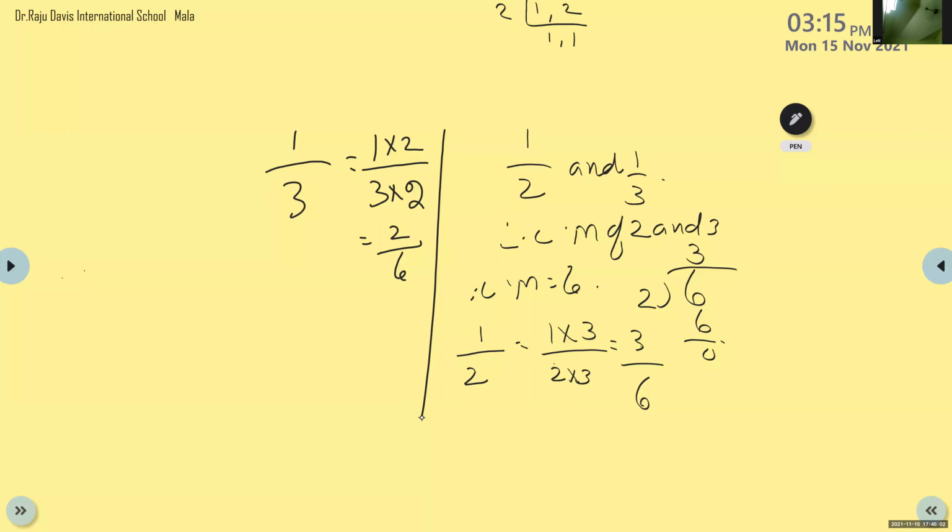First fraction is larger or second fraction is larger? Ma'am, I do not understand. The first one is larger. Okay. What is the second one? 2 by 6. So 3 by 6 is larger than 2 by 6. Yes, Payal.